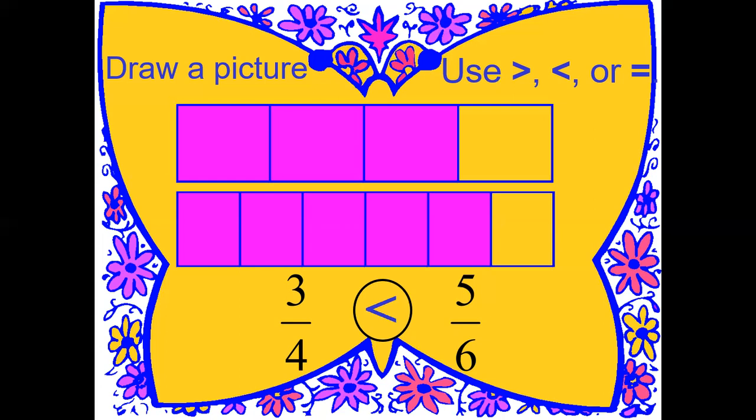And you can also look at your numerator as well. You can look at 3 and look at 5. Now, is 3 less than 5 or greater than 5? No, 3 is less than 5. And if you look at the denominator, you will also see that 6 is greater than 4. So 3/4 is less than 5/6.